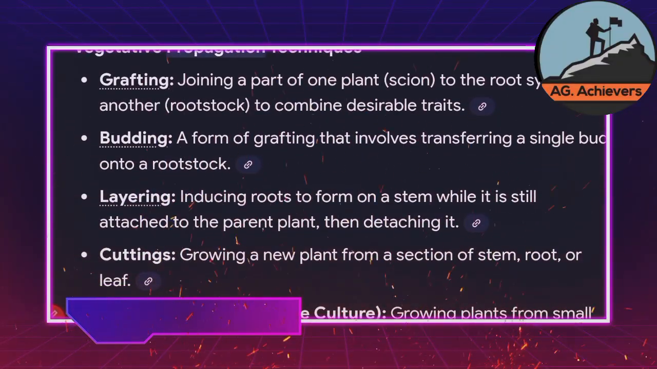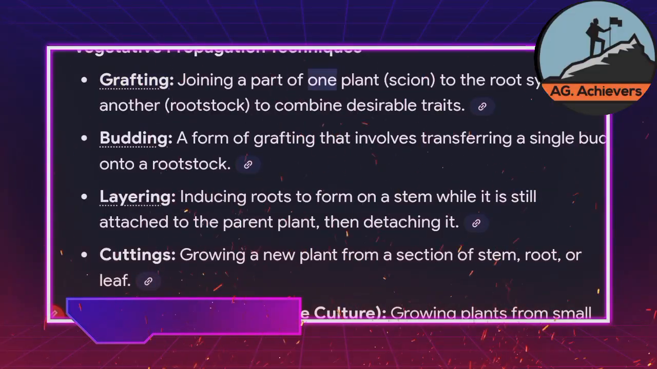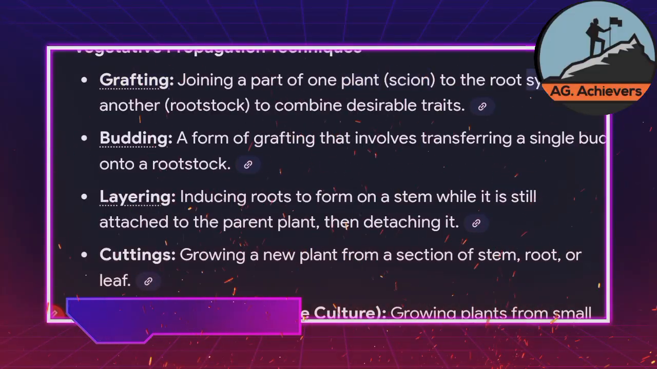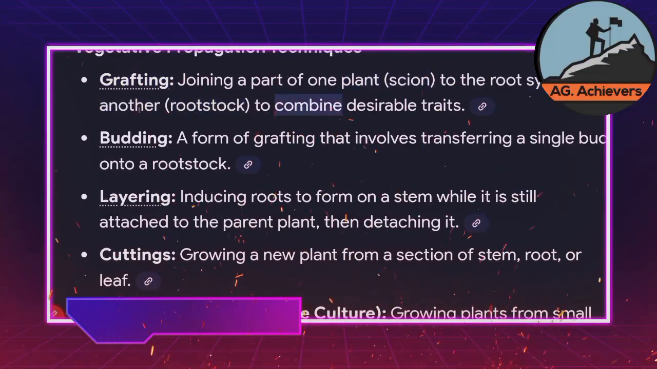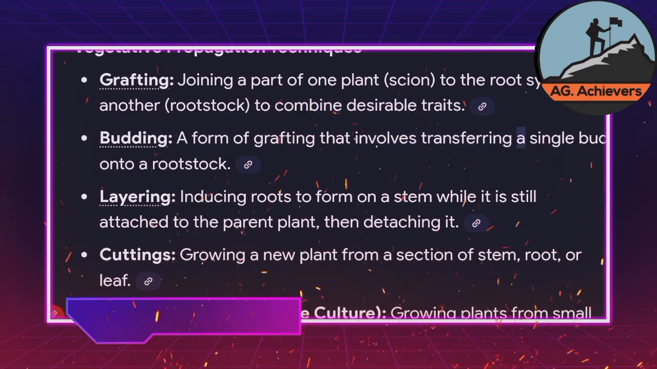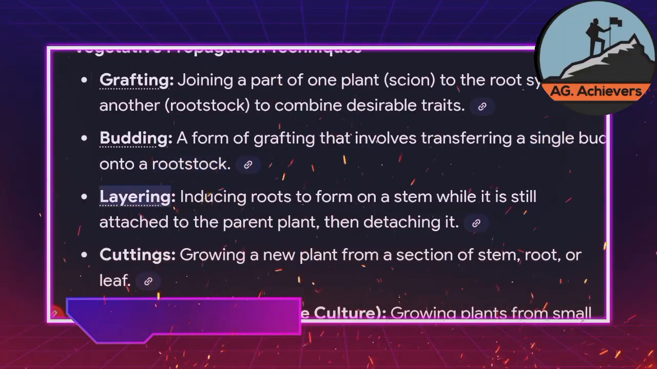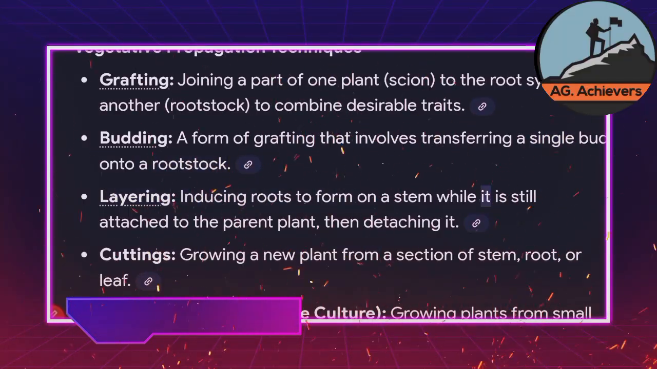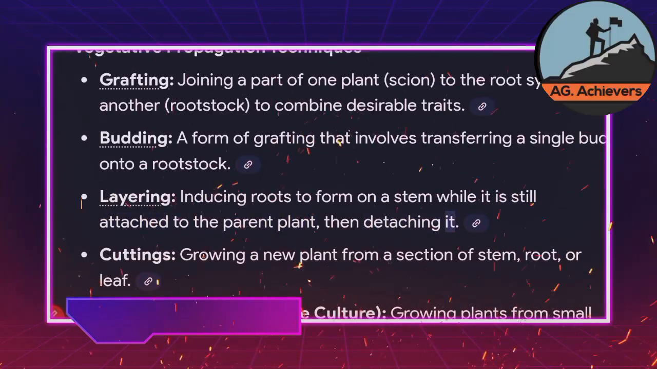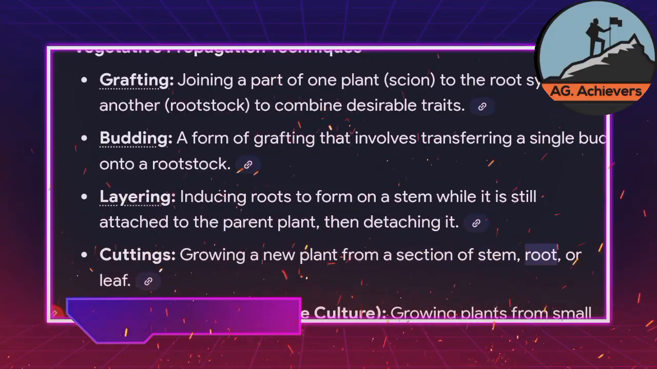Vegetative propagation techniques. Grafting. Joining a part of one plant, scion, to the root system of another, rootstock, to combine desirable traits. Budding. A form of grafting that involves transferring a single bud onto a rootstock. Layering. Inducing roots to form on a stem while it is still attached to the parent plant, then detaching it. Cuttings. Growing a new plant from a section of stem, root, or leaf.